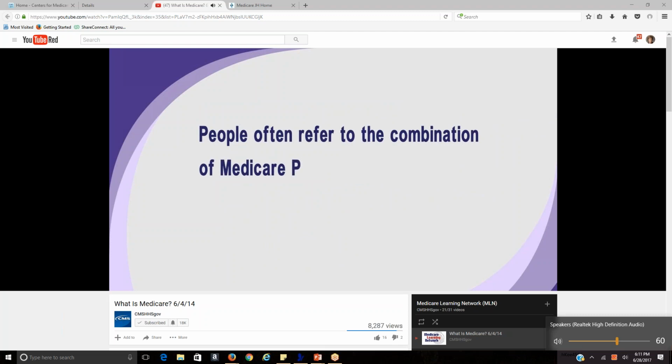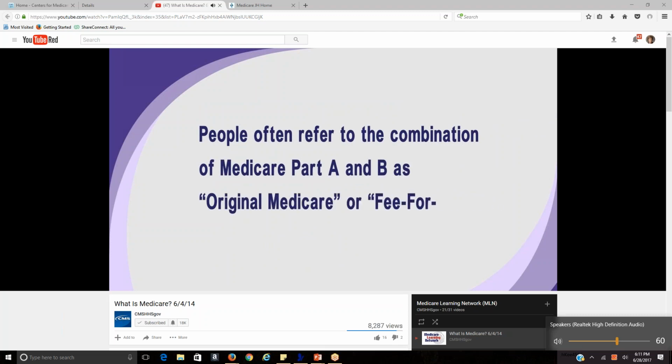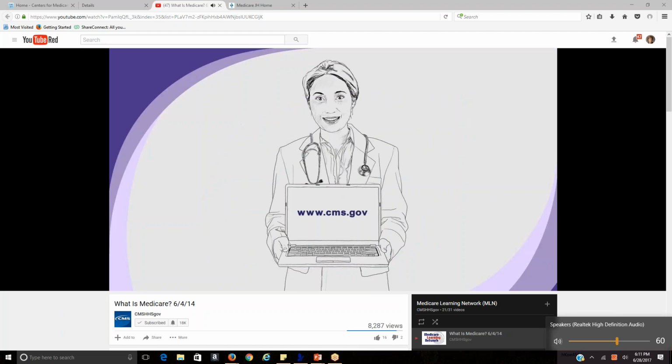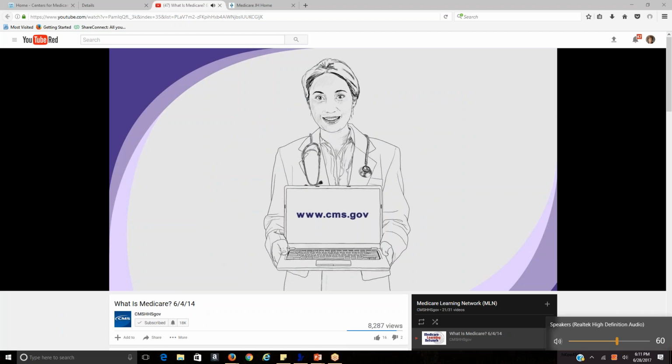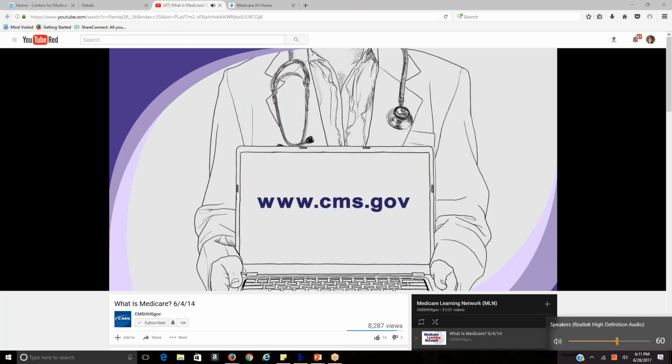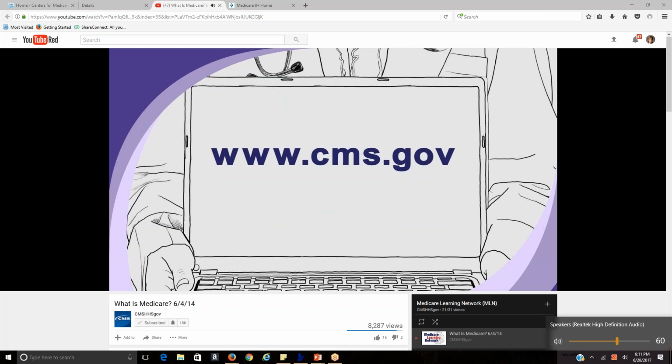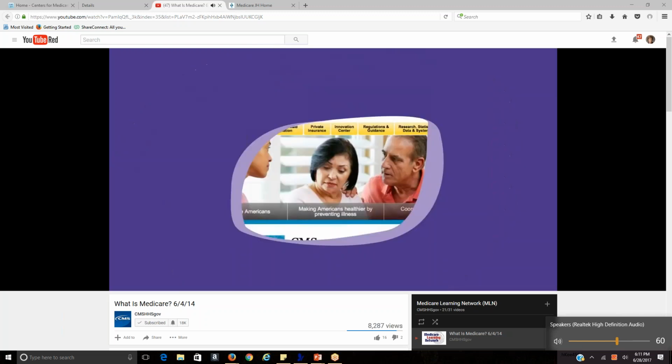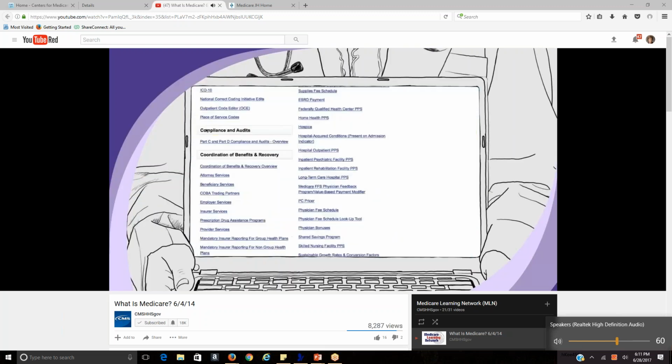People often refer to the combination of Medicare Part A and Part B as Original Medicare or fee-for-service. Note, if you are a healthcare professional and you want to accept Medicare payment, you have to enroll in the program. To enroll in Medicare, visit the CMS website at cms.gov, click on Medicare, and scroll down to Provider Enrollment for more information.